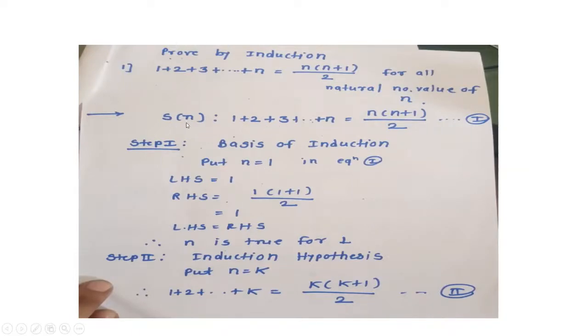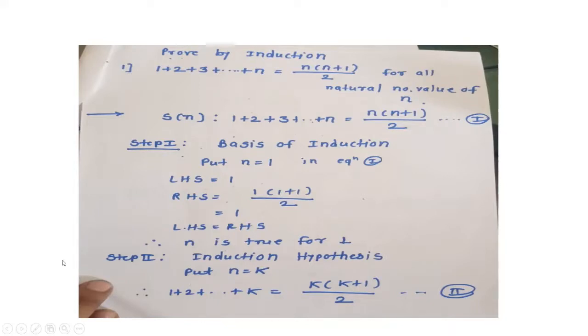This is your statement, equation number 1. So put n is equal to 1 in equation 1. After putting n is equal to 1, LHS equals 1, RHS equals 1 into 1 plus 1 divided by 2. So that is 1. So LHS equals RHS. Therefore, S of n is true for n equal to 1.